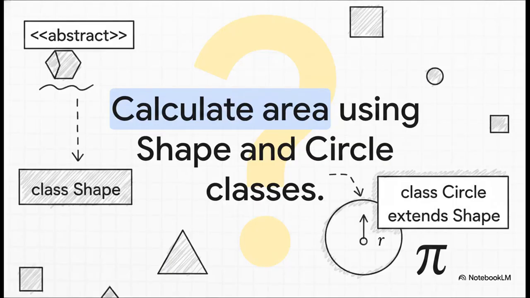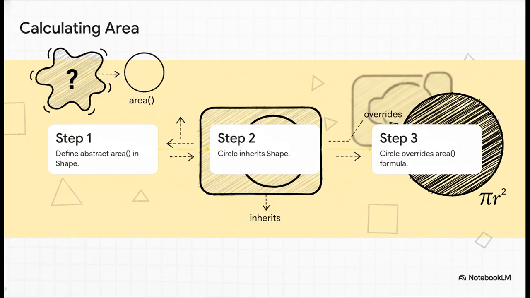Let's look at a highly typical exam question derived straight from our source material. You're asked to calculate the area using an abstract class called shape and a concrete child class called circle. The circle has a radius of 5. So, how does abstraction actually solve this? Let's break it down. Here is exactly how a tutor would build this out.